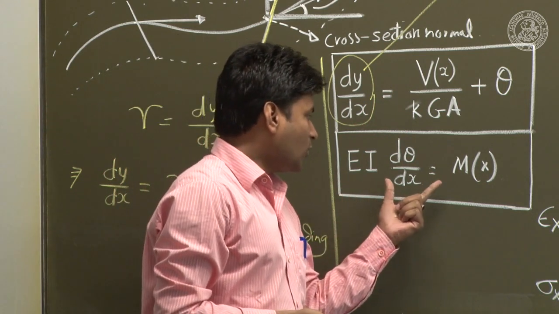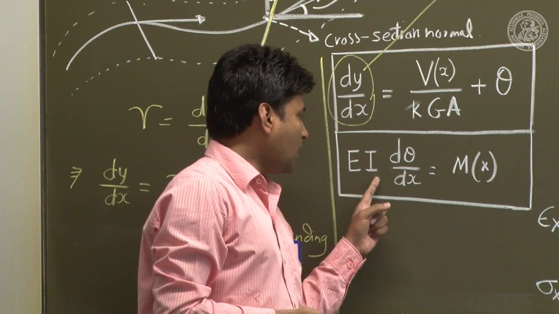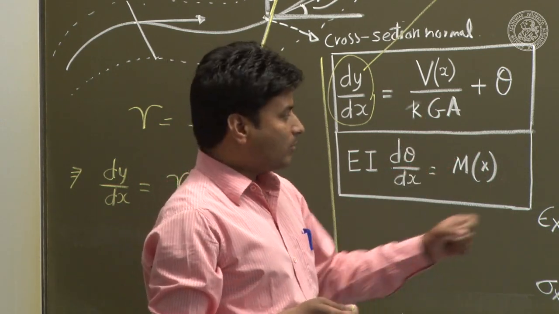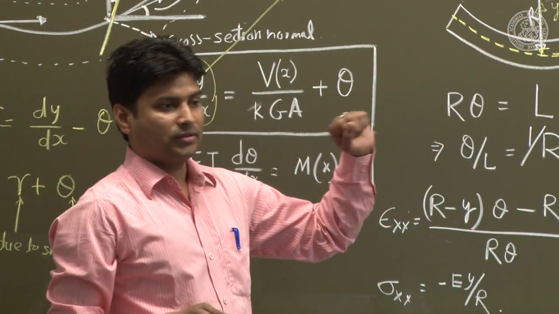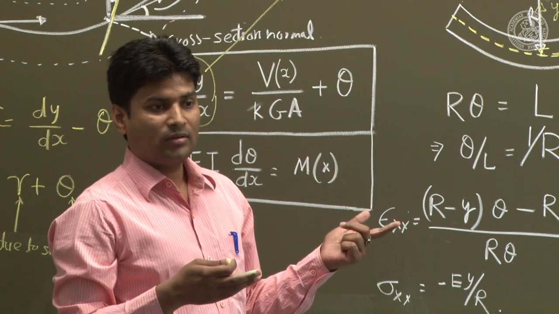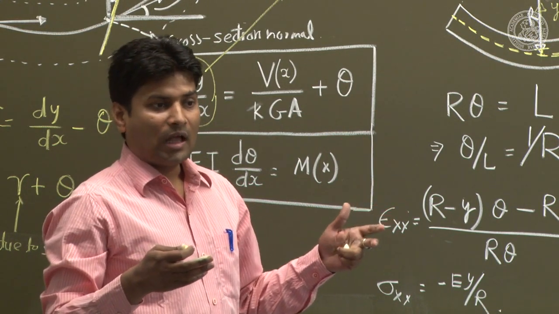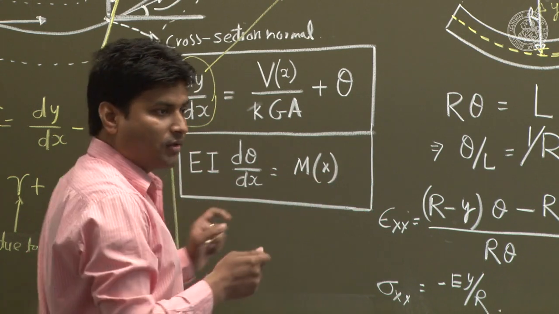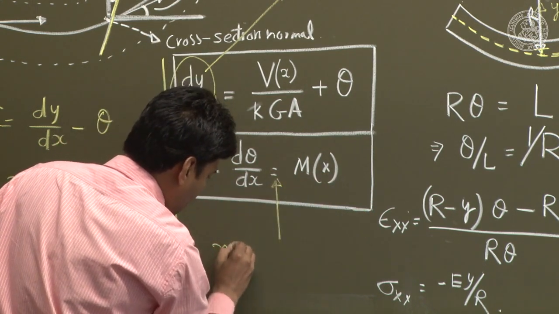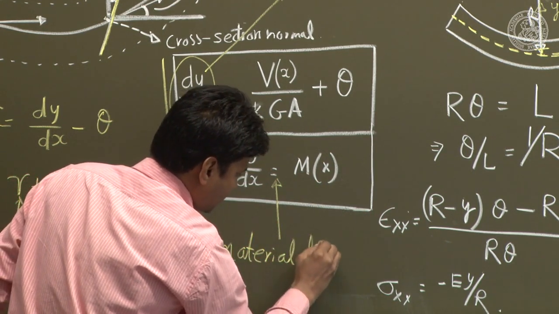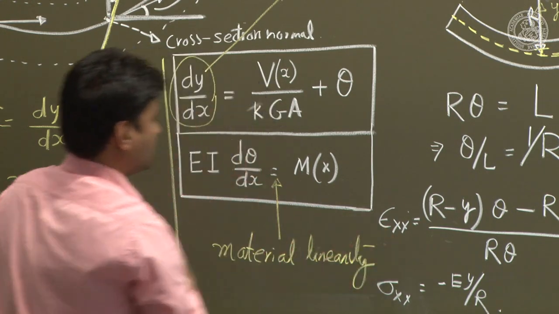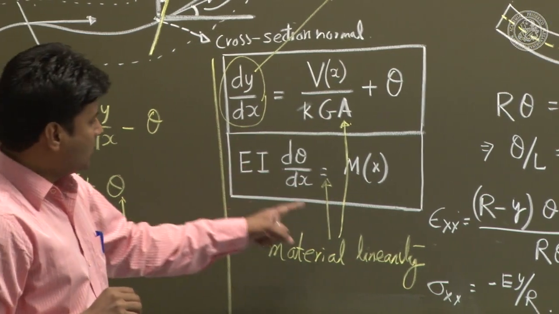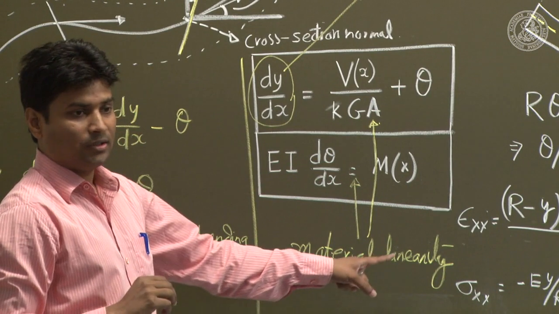And of course, there are things like, why do we assume linearity? Why is EI d theta by dx proportional to moment? Why not a non-linear function? So for example, we said that sigma xx is simply E times epsilon xx. So we are talking about a linear material law. What if the deformations are large and you go into the non-linear material regime? Then this relation will be non-linear. So here you have material linearity. And same way over here also, where you said that shear strain is proportional to shear force. So at these two places, you have the assumption of material linearity.